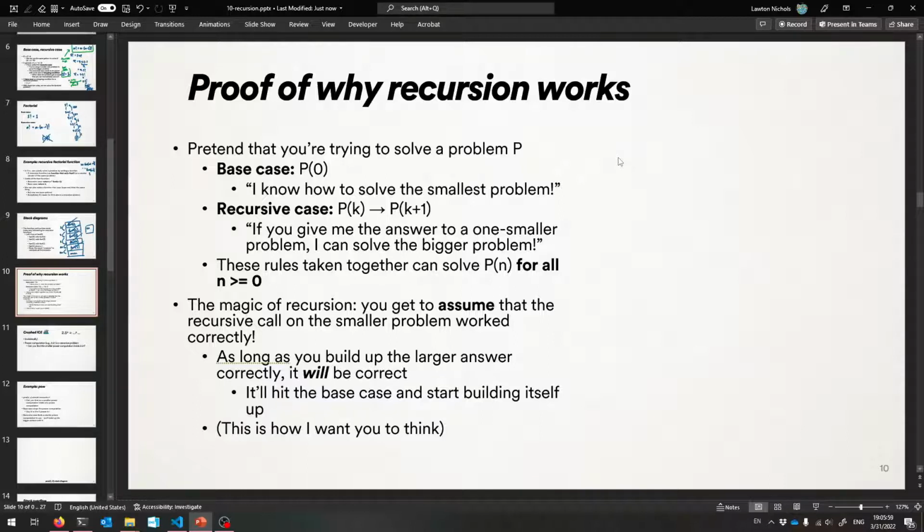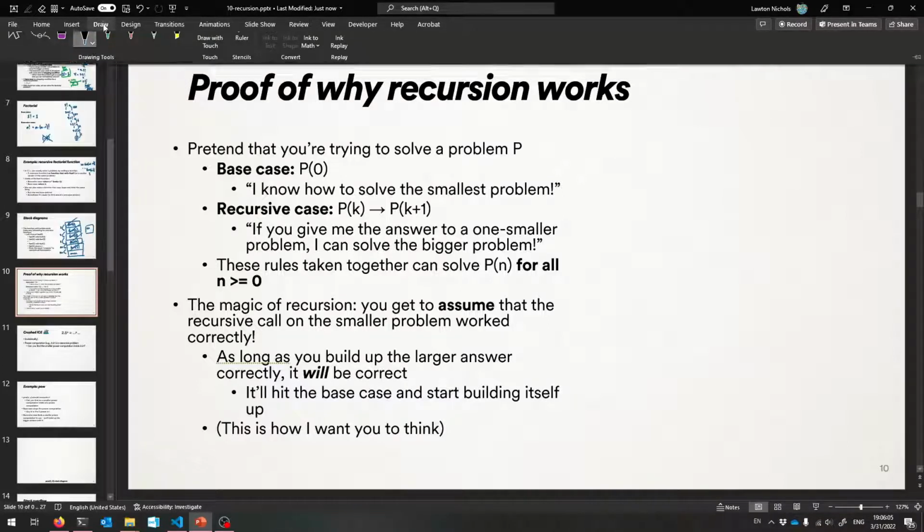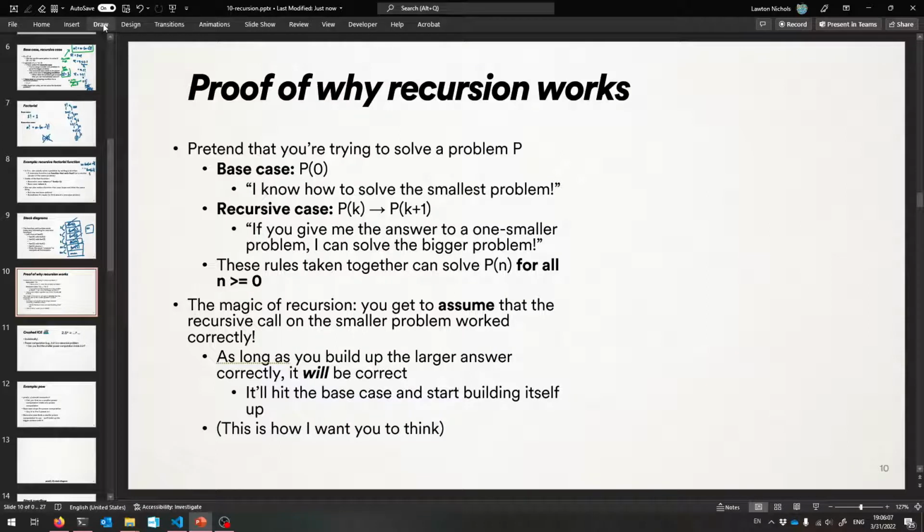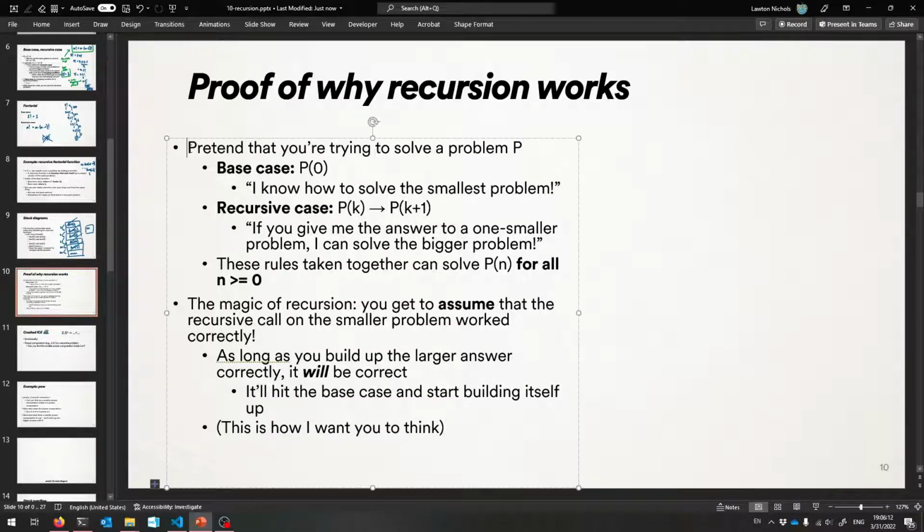You'll have to wait until CSCI 26 to get a better grasp of why this is happening, but I'll at least give you the short version of what's going on here. So recursion works regardless of the problem. So let's pretend we have some kind of problem. It's up in the air.